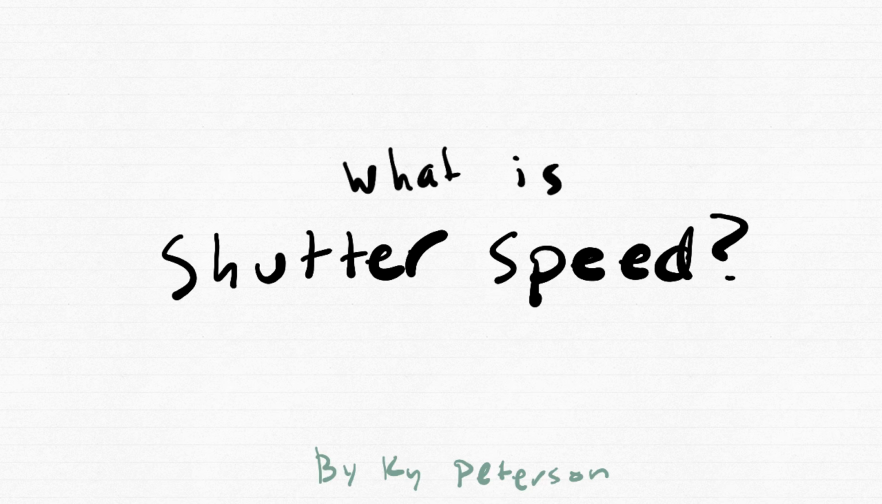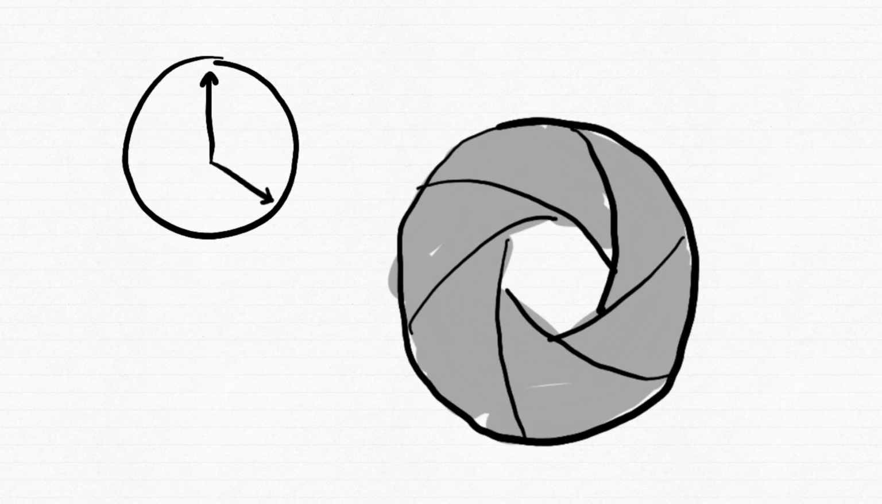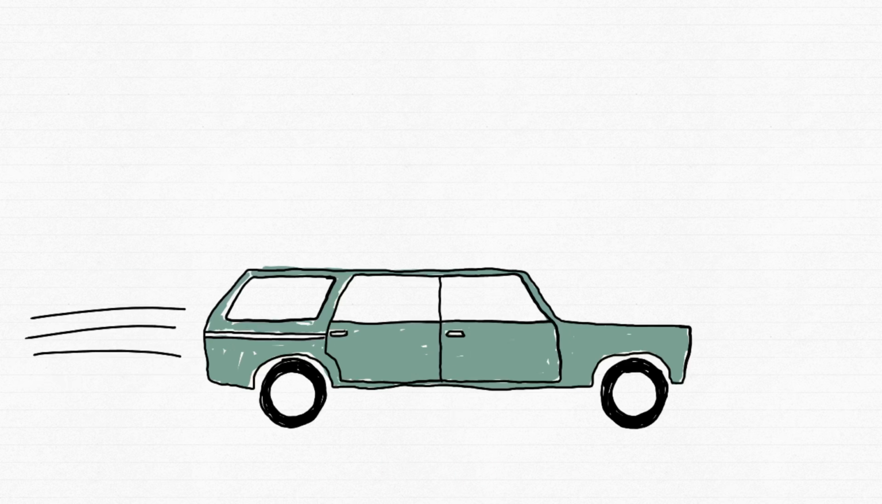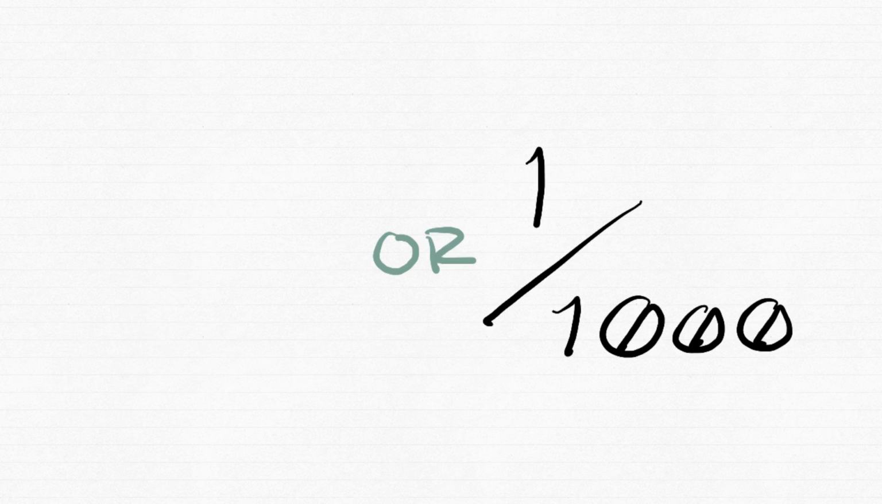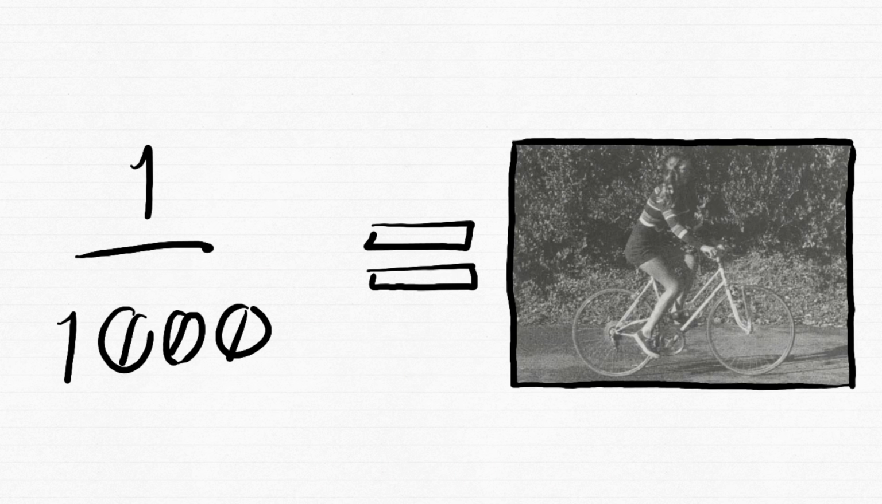Shutter speed is the amount of time the camera shutter is open. It's used to control the moving subjects in an image. Shutter speed is measured in seconds, or more commonly, fractions of seconds. The bigger denominator the fraction has, the faster the shutter speed.